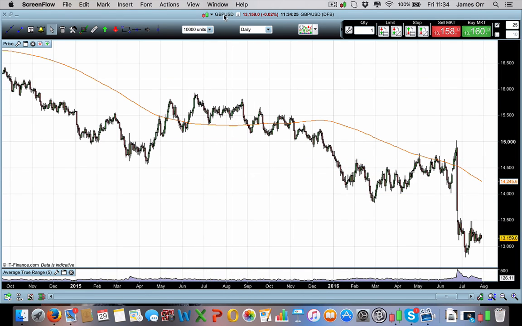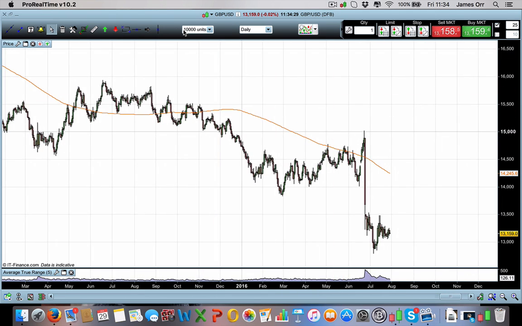So the first pair I want to start with is GBPUSD. The reason I want to start with this one is because, of course, recently we have had Brexit. After the Brexit vote, well, first of all, we can see it right here. You can see the very, very strong down day.